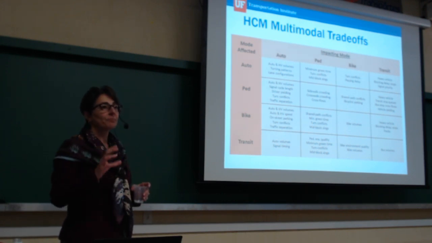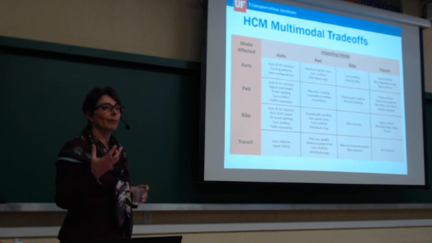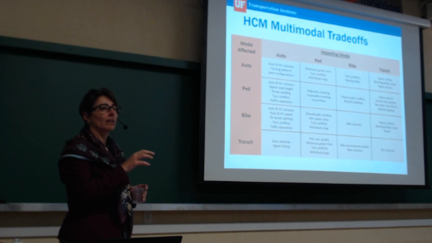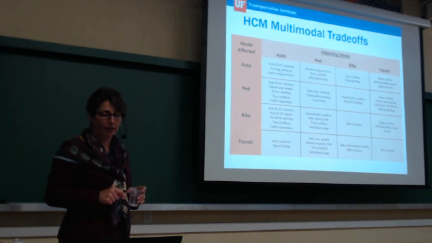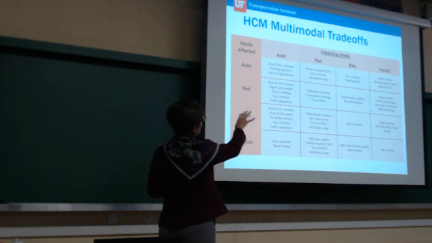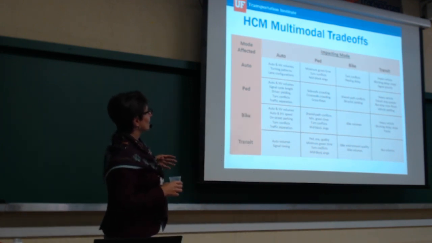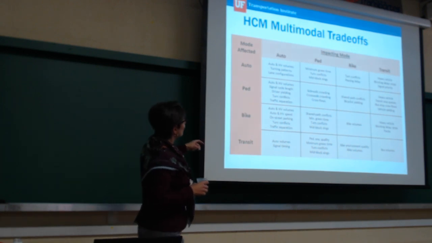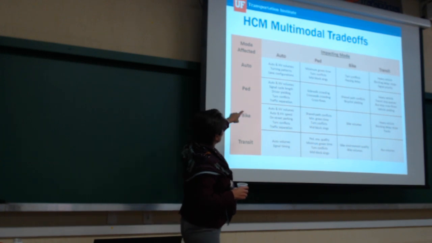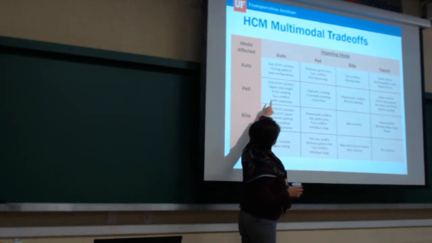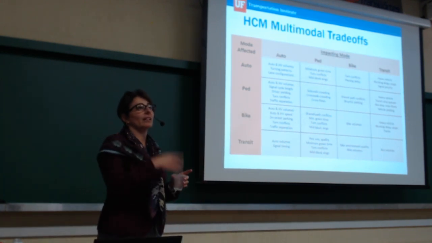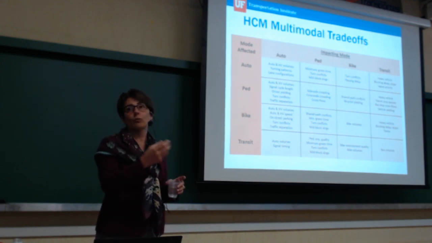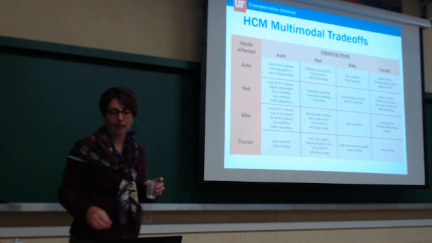So the idea is that you want to consider all the modes together, and consider the way a change you make in the vehicle environment will affect the pedestrians and the bicycles. And so this kind of summarizes what those trade-offs are. For example, if you have longer cycle lengths from the auto, that impacts your pedestrians. It would maybe affect the conflicts. It would result in additional delay to pedestrians. So you can use information from one mode to analyze what's happening in the other mode.